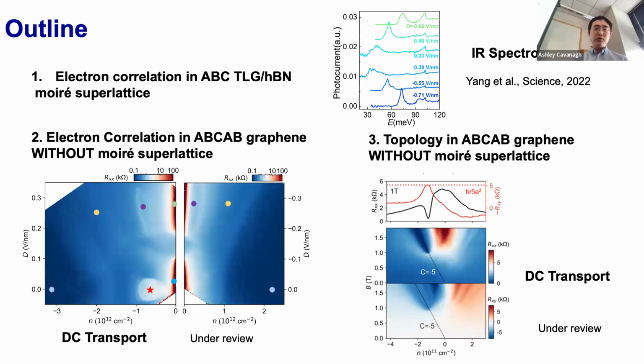Let me show you what we have got so far in this direction. The rest of my talk is all going to be about DC transport at temperatures down to 100 millikelvin so far. So I'm going to show you 2 results. One is about the electron correlation in this pentalayer rhombohedral graphene, or ABCAB graphene. And the other is a Chern insulator state that was observed in the same material.